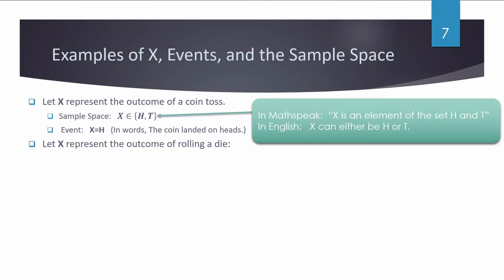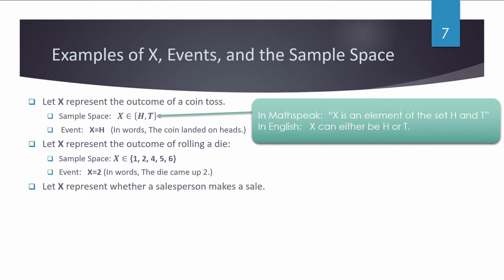Another possible random variable, a very simple one, x could represent the outcome of rolling a die. The sample space here, if we're looking at a traditional die, would be x is in the set of numbers 1, 2, 3, 4, 5, or 6, and one possible event is x is equal to 2. In words, we would say the die came up 2. We could think about something like whether or not a salesperson makes a sale. The sample space here is either yes or no, they make a sale or they don't. One possibility here, x equals no, would be the salesperson doesn't make a sale.